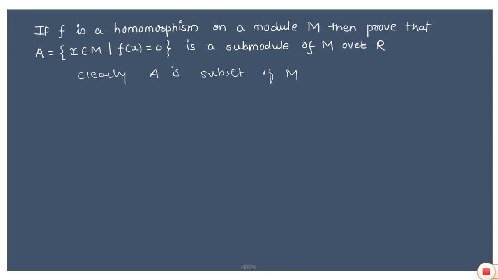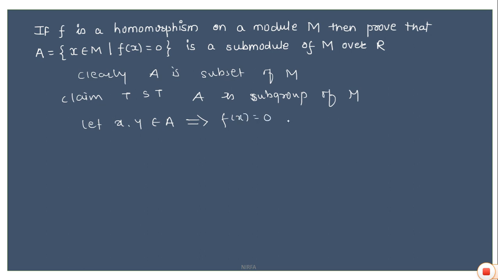Now, the next target is to show that A is a subgroup of M. Again, we have to take two elements. Let x and y belong to A. These are the members of A. Therefore, they must satisfy the condition on A. Therefore, f of x is equal to 0 as well as f of y is equal to 0. And now we want to show that x minus y is a member of A.